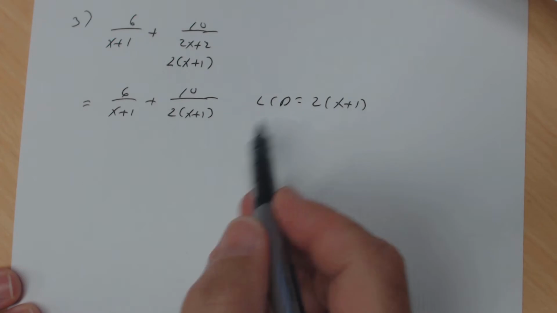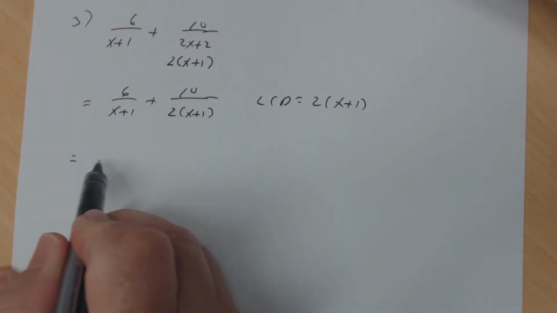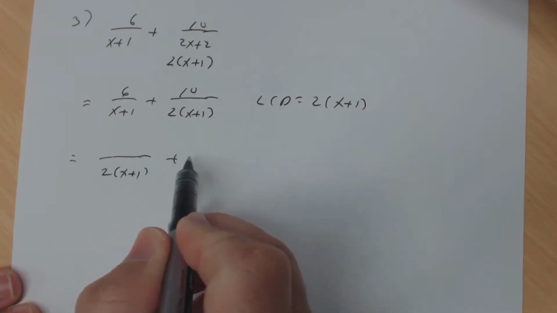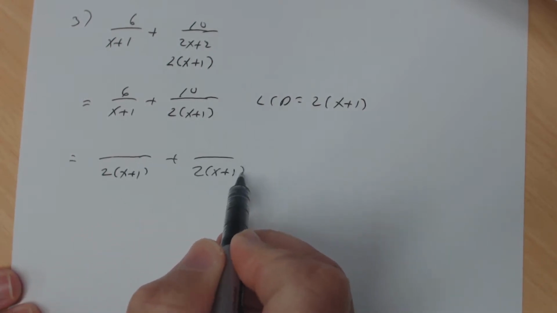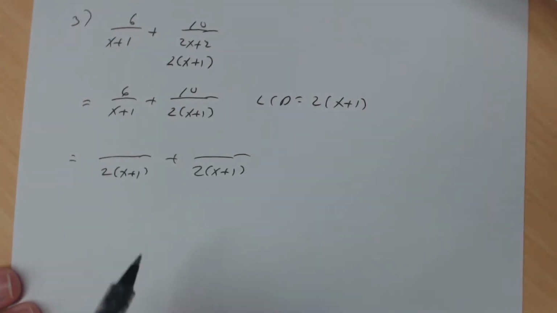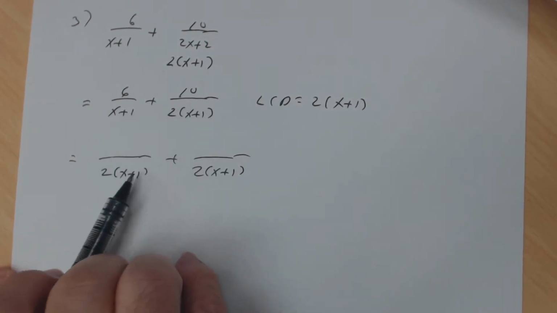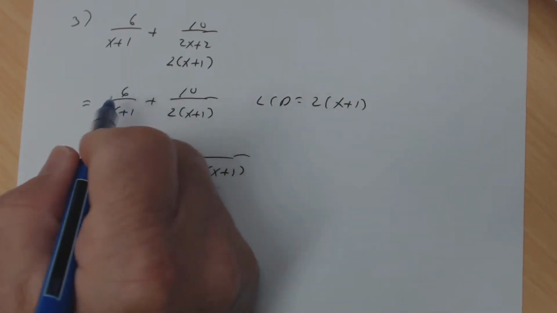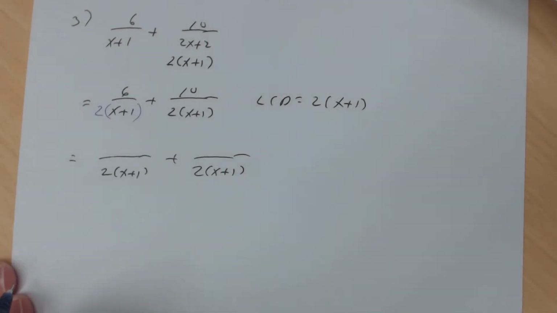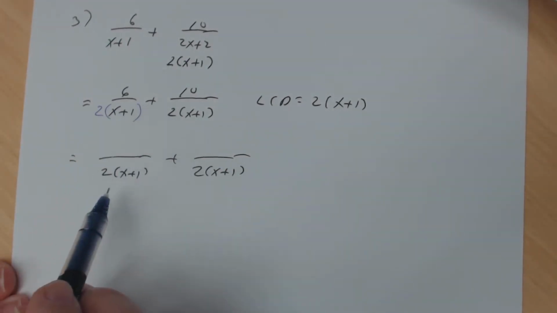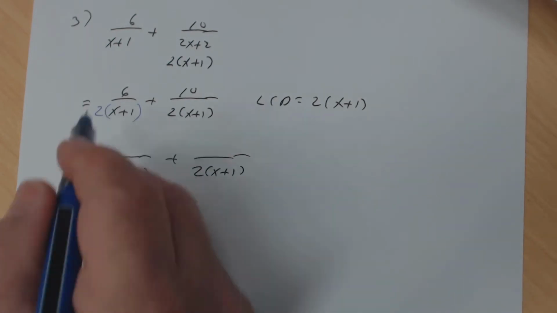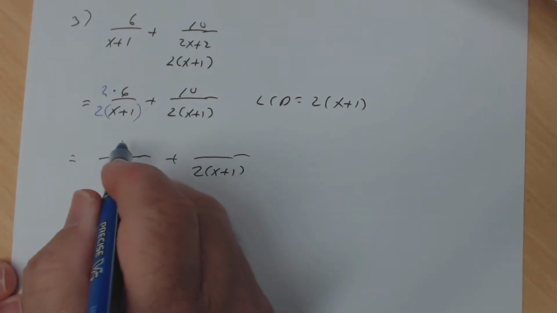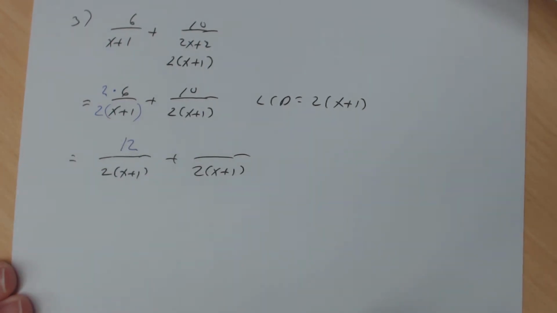Now, once you find the LCD, the next step is to rewrite equivalent fractions. So 2 times x plus 1 plus 2 times x plus 1. All right, so I want to go from x plus 1 to 2 times x plus 1. So I've got to multiply this right here by 2. So that now looks like this. But what I do to the denominator, I have to do to the numerator. So 2 times 6 is 12. So that becomes a 12.